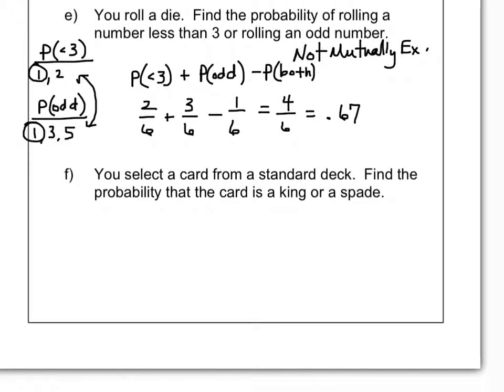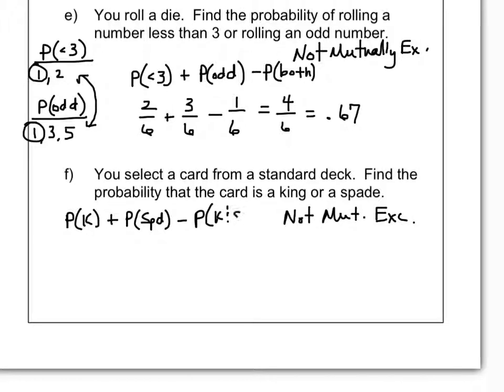It says you select a card from a standard deck. Find the probability that the card is a king or a spade. First question: can you be a king and a spade at the same time? Sure you can. So in this case, this is not mutually exclusive. On the not mutually exclusive, I have to figure out what is counted twice. So I'm going to take the probability that you're a king plus the probability that you're a spade, minus the probability that you're a king and a spade together.